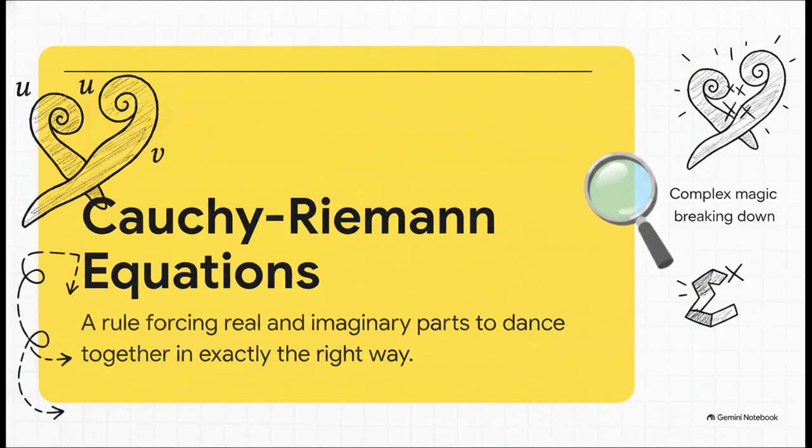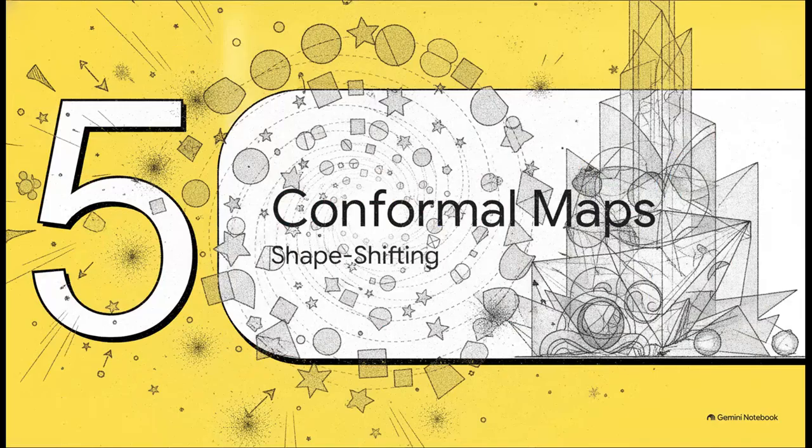It is the necessary choreography that forces that u function and that v function to dance together in perfect harmony. If they nail the choreography, the function is properly differentiable from all directions. If they step on each other's toes even a little bit, the whole complex magic trick completely breaks down. Which leads us to our grand finale, Section 5, Shape-Shifting Conformal Maps.